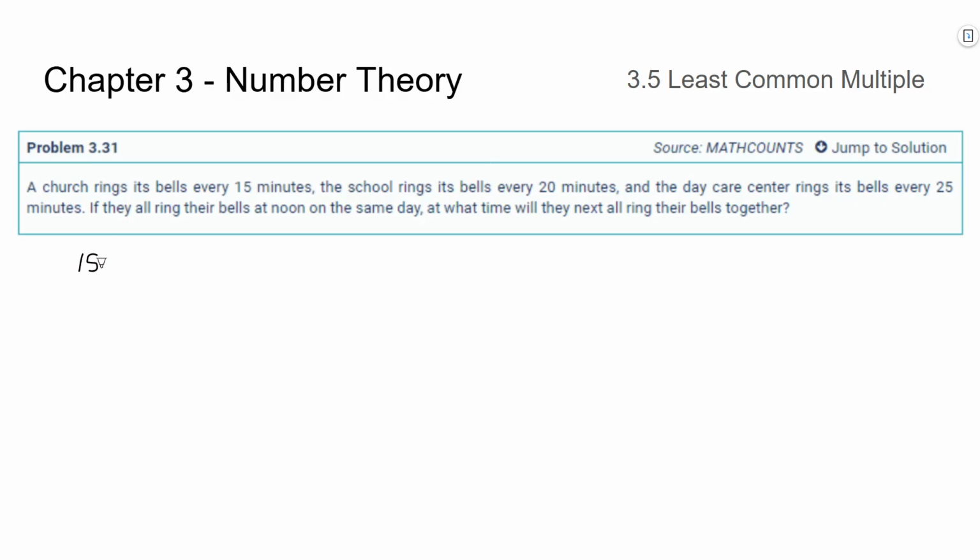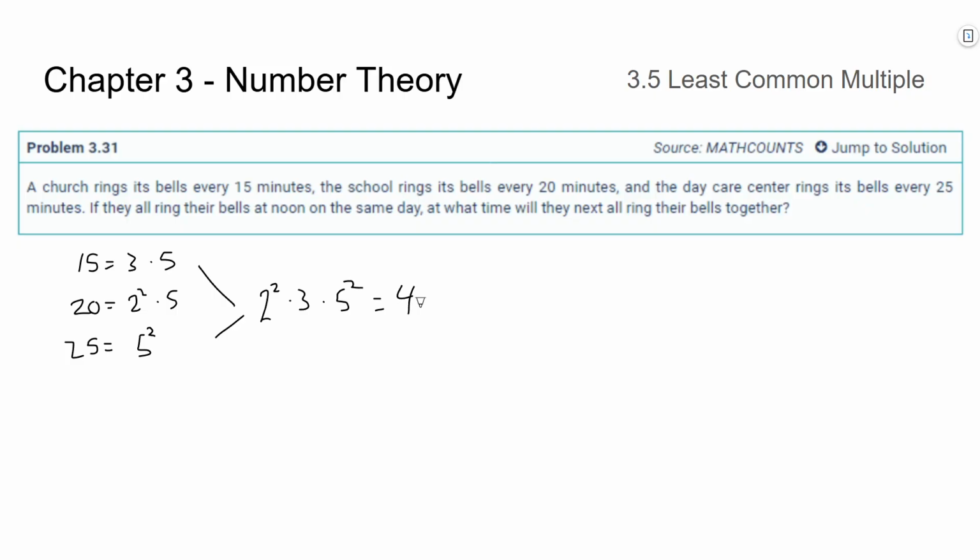So 15, the prime factorization would be 3 times 5. 20 would be 2 squared times 5. And 25, we should know this one, is 5 squared. Okay, so the least common multiple of these three would be, let's see, the largest 2 would be 2 squared. It's also the only 2. The largest 3 is also the only 3. And the largest 5 would be 5 squared.